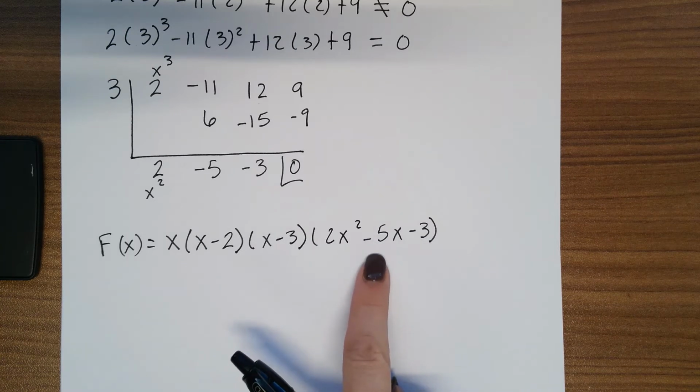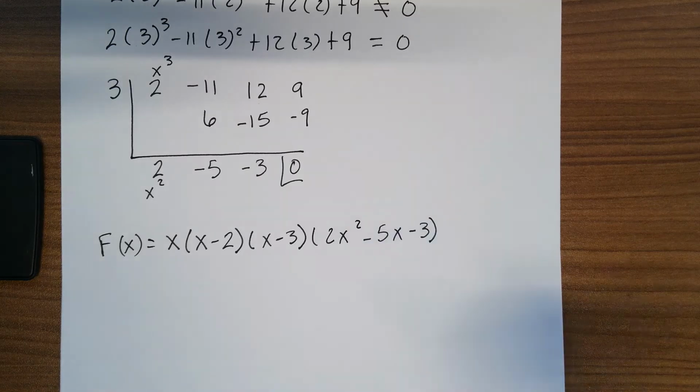So now that I've reduced it down to a quadratic, I could look and see, is this factorable? If it's not, I could use the quadratic formula, I could complete the square, a couple of different options to be able to find the zeros of this. I do see that it is factorable.